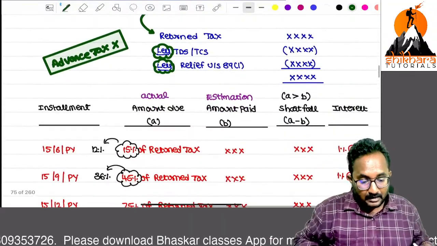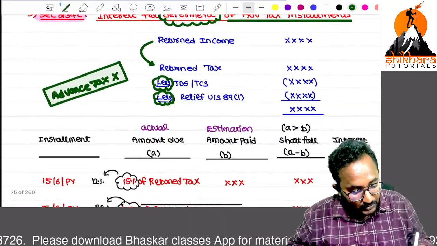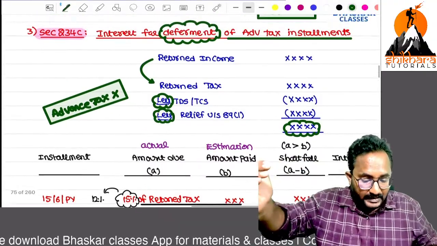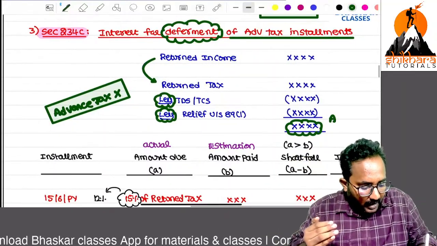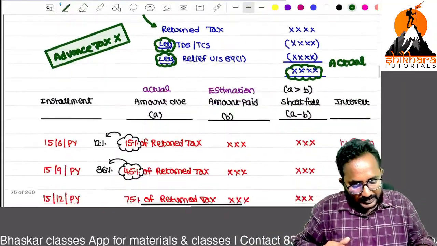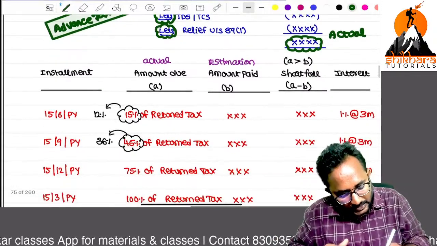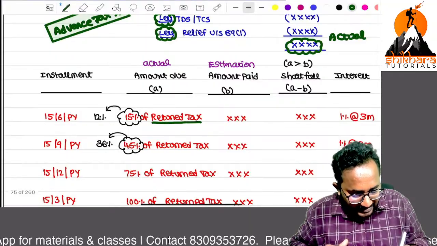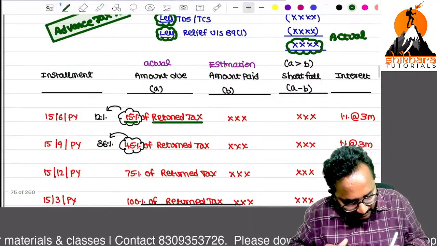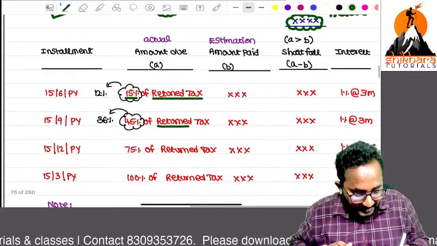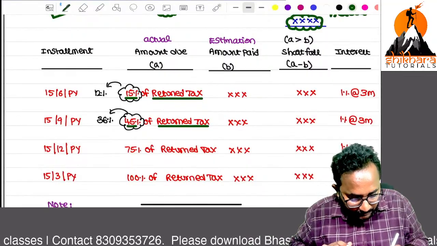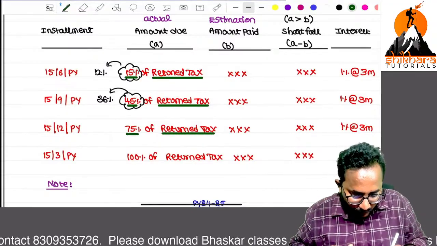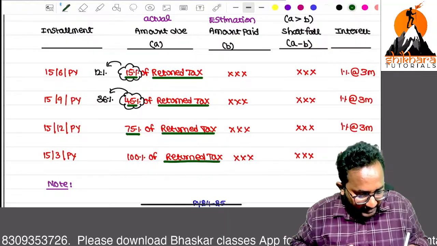Whatever tax liability you got in this step, that is what we are actually going to clear. Upon the returned tax, they are expecting 15% in the first installment. Second, they are expecting 45% on this amount. Third, on this amount 75%. Fourth, they are expecting the whole amount of returned tax.